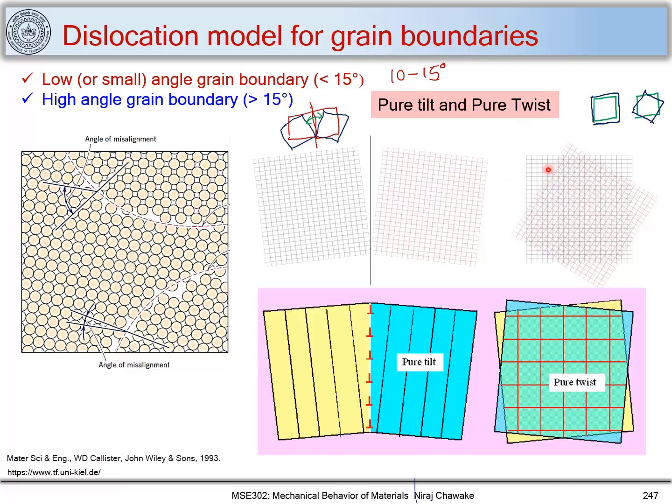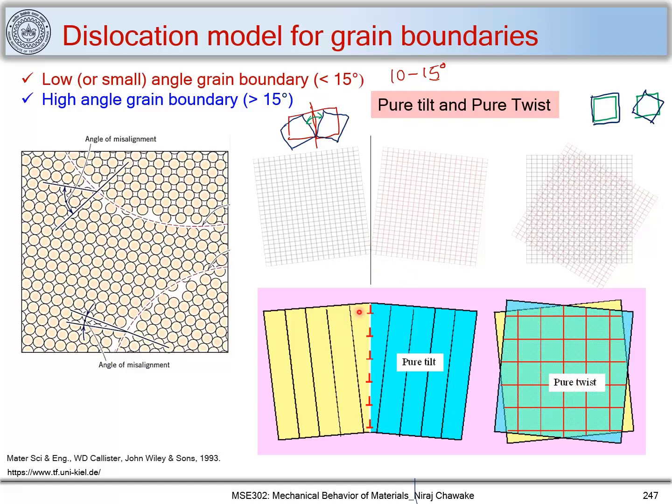So with this, let's understand how these tilt boundaries and twist boundaries are represented with respect to dislocations. So you can say that this grain boundary is formed between this, so this is a region between these grains, and we call this region a grain boundary. So we can represent this boundary as an array of edge dislocations which are lying over each other. So this is pure tilt, and pure twist we'll be looking at in our further slides.